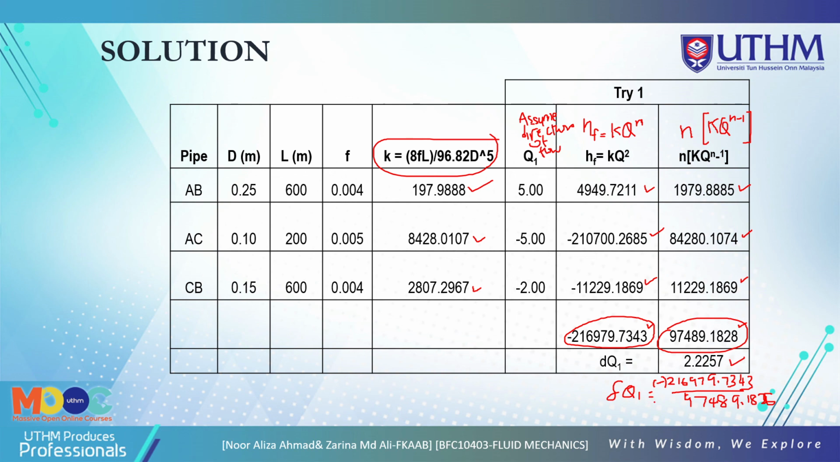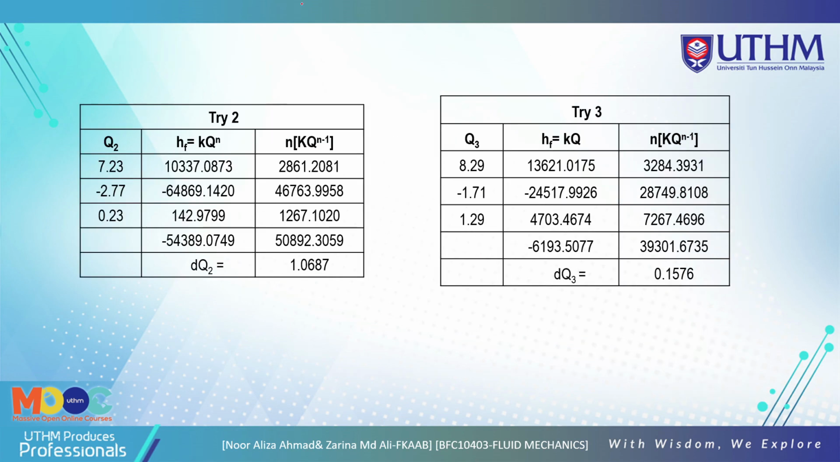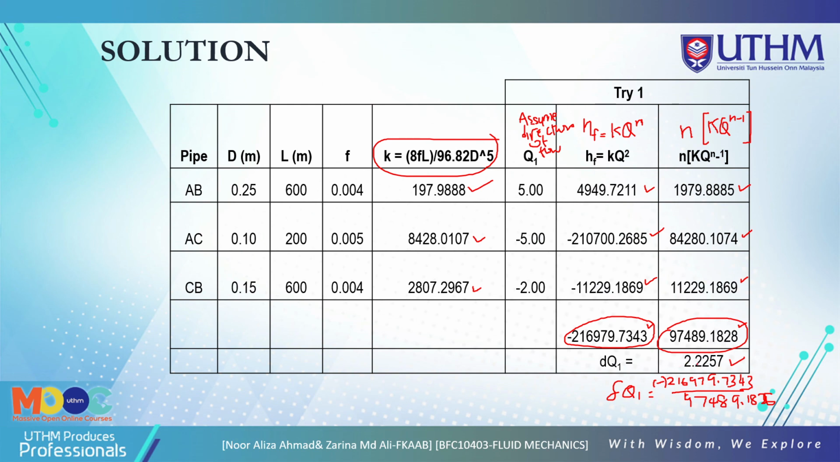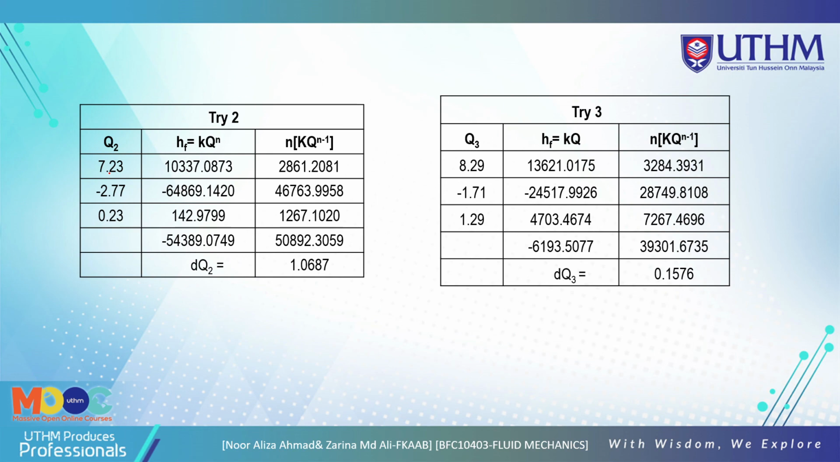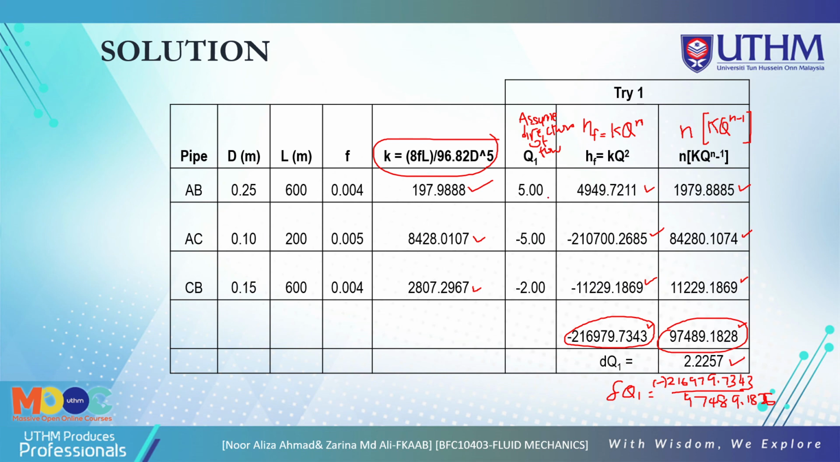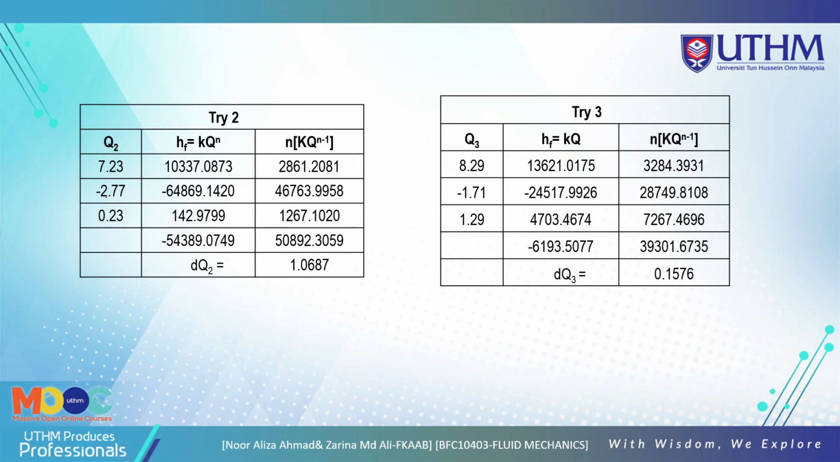After you get the delta Q1 here, you use that delta Q1 in trial one. From the 2.2257, this is positive, so positive minus the direction that is negative here, so you just do 5 minus 2, so you get, sorry, the 7 here. Actually this is based on AB and AC here, so this is negative, based on the trial here.